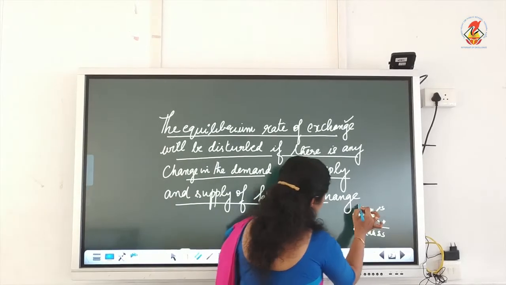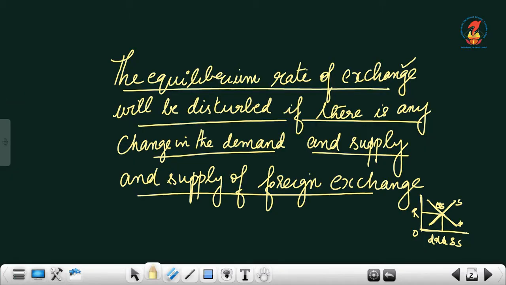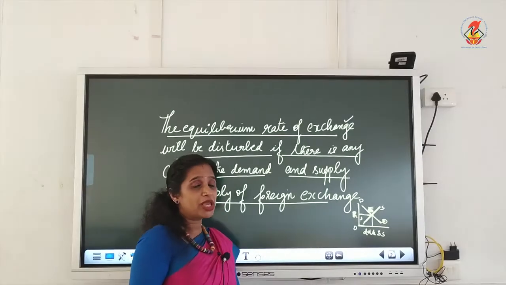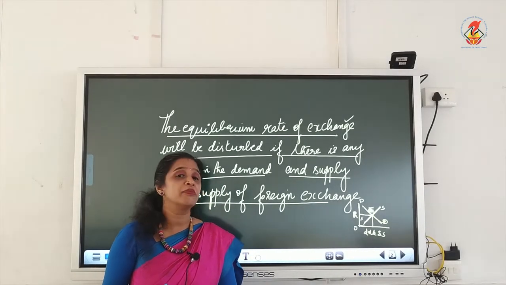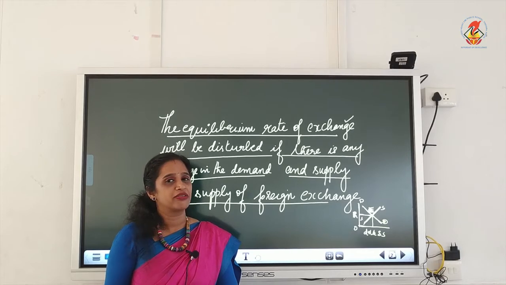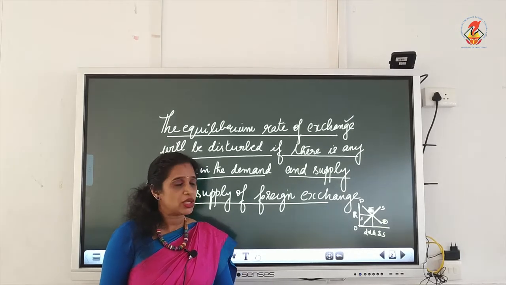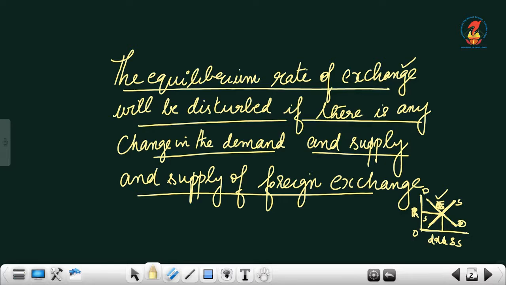Now this is the simple diagram which I have drawn for you to recollect. The equilibrium rate of exchange is determined at a point where the demand curve for foreign exchange is intersecting the supply curve. This is the equilibrium point. From that, if you draw a line to the y-axis, you can find the equilibrium rate of exchange, the price of exchange. So equilibrium rate of exchange is the rate of exchange which is determined by the intersection of demand curve and supply curve. Now this equilibrium position E can be disturbed.